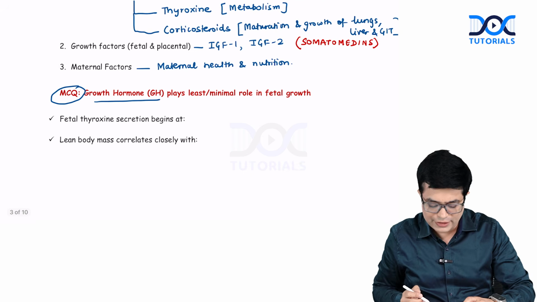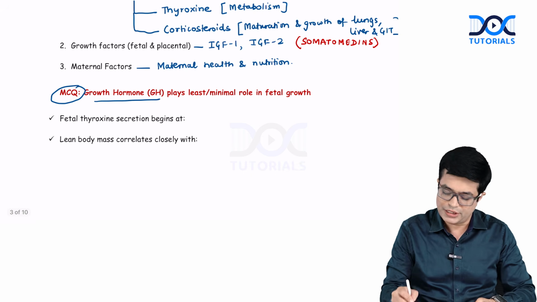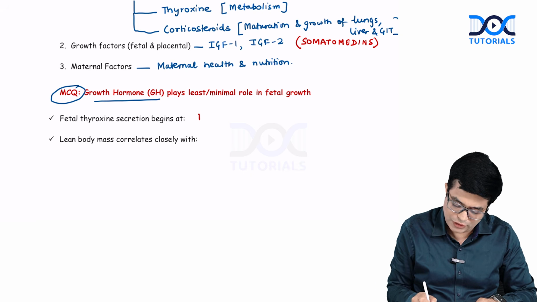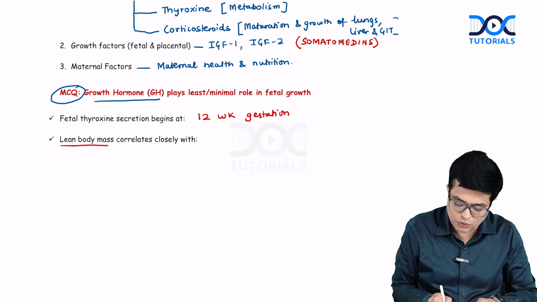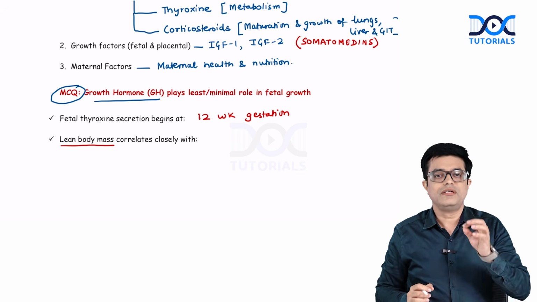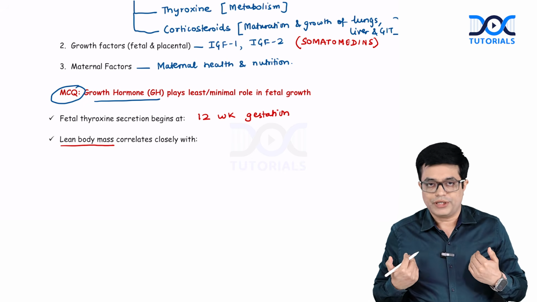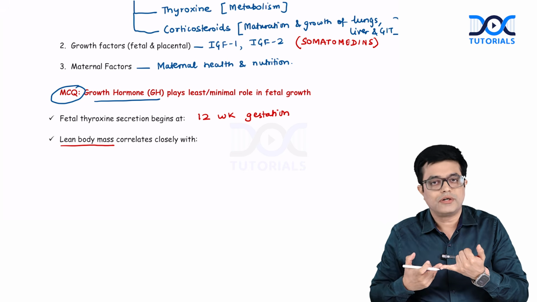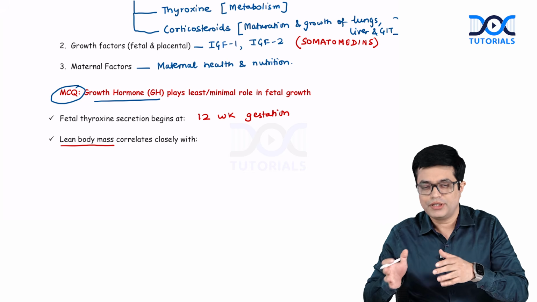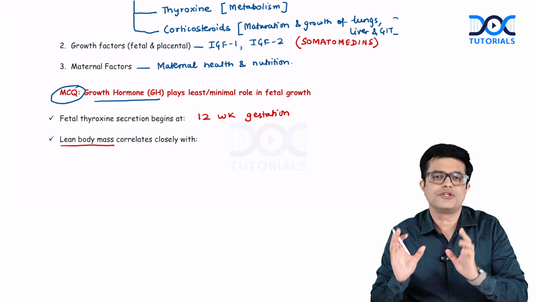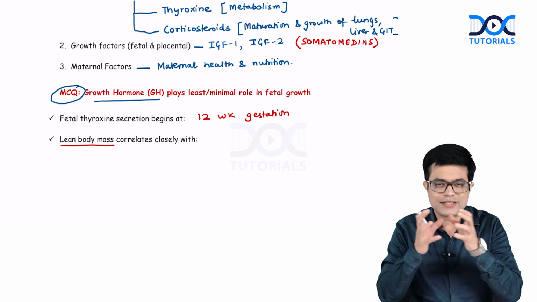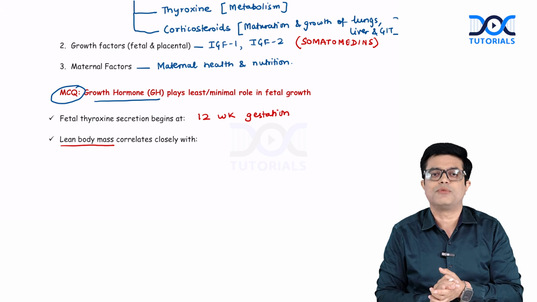Then another one-liner, fetal thyroxine secretion begins at what age? It's a one-liner thing. Fact to remember, 12 weeks of gestation. And finally, lean body mass correlates with which factor? What is lean body mass? If you remove, in my body, all the water, all the fat, what will be left? You will have protein and skeletal tissue which will be left. That muscle and skeletal mass together is called lean body mass.